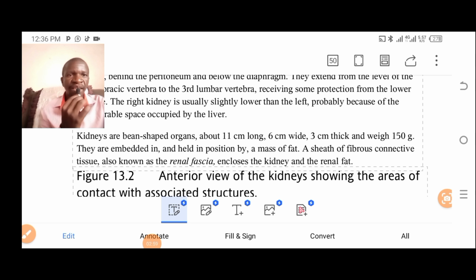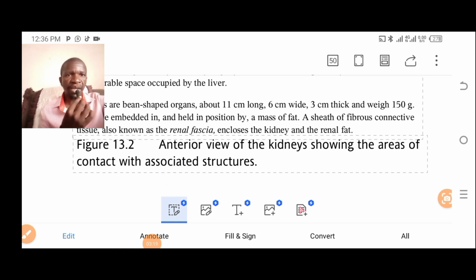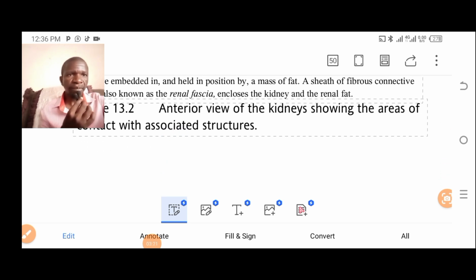So these are some of the associated structures that we're talking about. The kidneys are not in isolation. So they are held in position, for example, by a mass of fat. So you will be able to see the fat. I will show you. A sheet of fibrous connective tissue, also known as the renal fascia, encloses the kidney and the renal fat. So let's look at the anterior view of the kidneys, showing the areas associated with the structures.